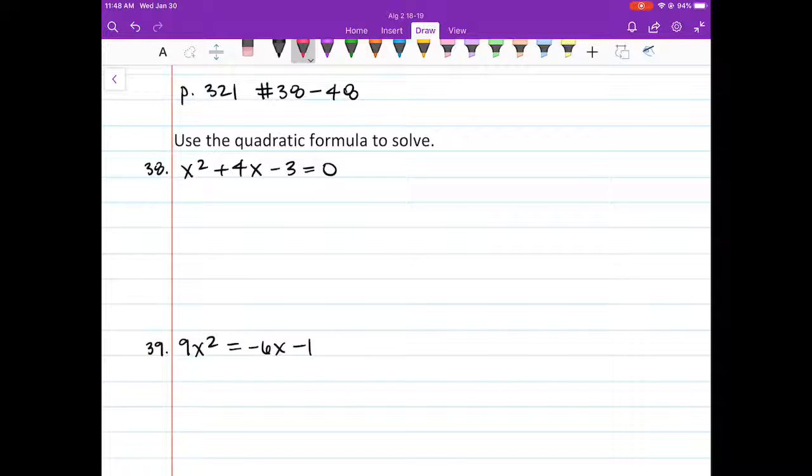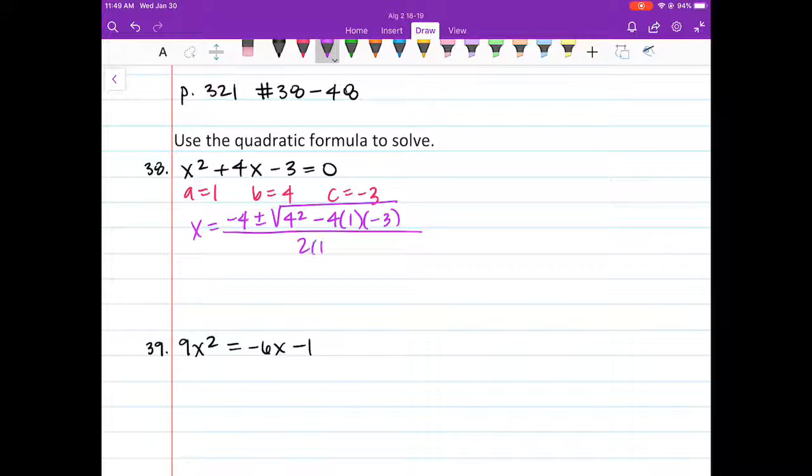So in number 38, the first thing we want to do is pick out what is our A value, what's our B, and what is our C. So remember, your A is your leading coefficient, the coefficient of x squared, B is the coefficient of x, and C is your constant. So our quadratic formula is x equals negative b, so negative 4, plus or minus the square root of b squared minus 4ac all over 2a. So I like to do as much either by hand or in my head as possible and then go to my graphing calculator if I even need to.